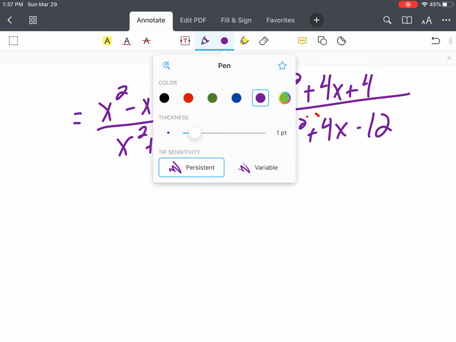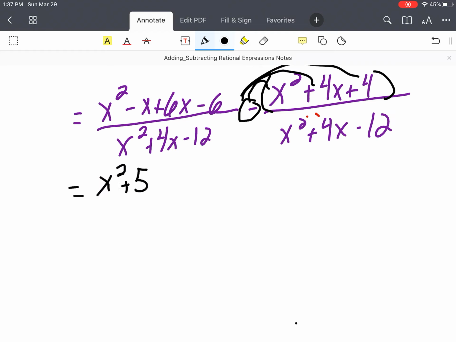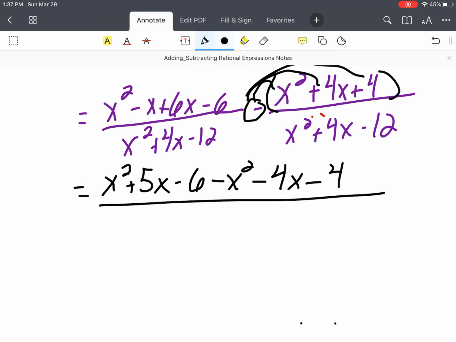All right, so now I've got these two things with the same denominator being subtracted. Okay, so we can just subtract their parts. Now, be careful. This negative goes to all of this. So what are we going to have to do? We are going to have to distribute it to each and every part. Okay, so I have x squared plus 5x minus 6 minus x squared minus 4x minus 4 all over x squared plus 4x minus 12.